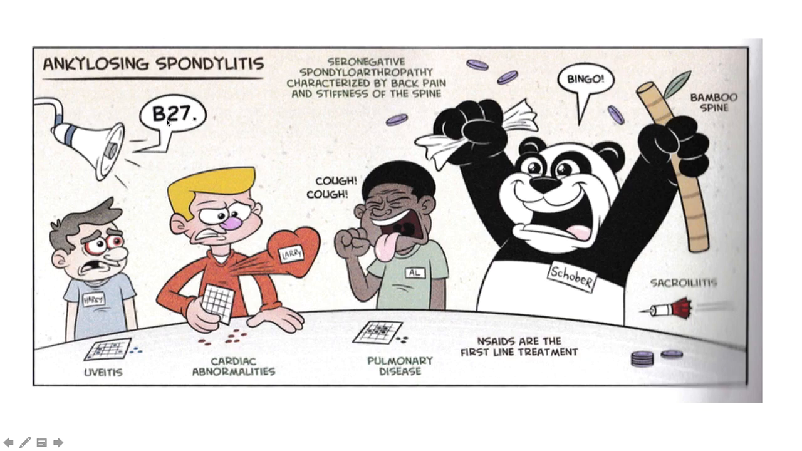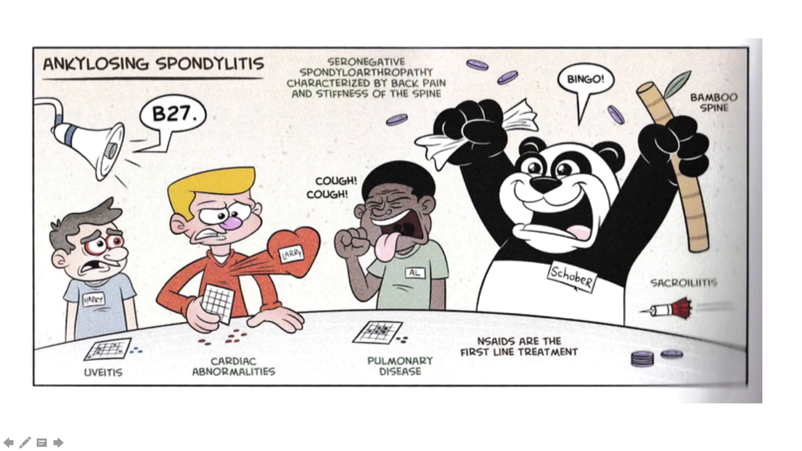HLA-B27. This speaks to the genotype associated with ankylosing spondylitis and basically all your seronegative spondyloarthropathies. Features, of course, uveitis. See the guy with red eyes here. This guy's heart is coming out of his chest. Speaks to cardiac abnormalities, usually aortic root dilatation, predisposing to aortic regurgitation. Pulmonary disease in the way of apical fibrosis. See this guy's coughing.